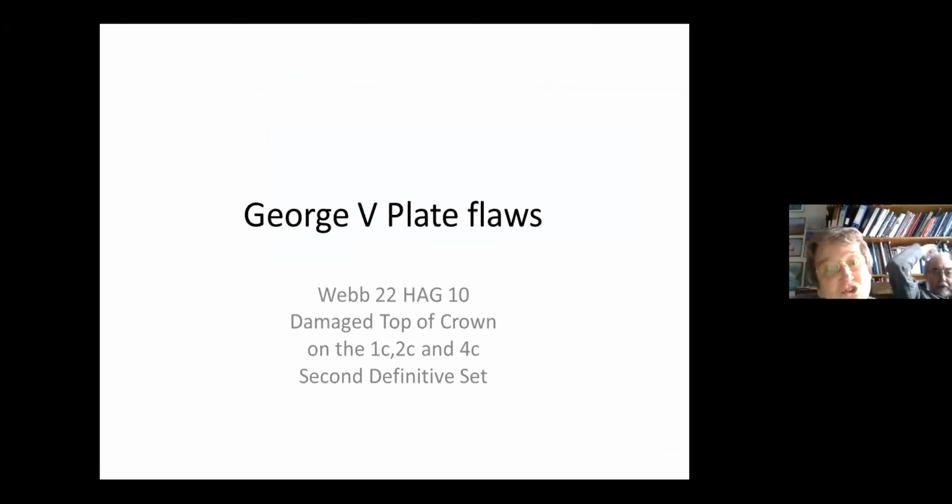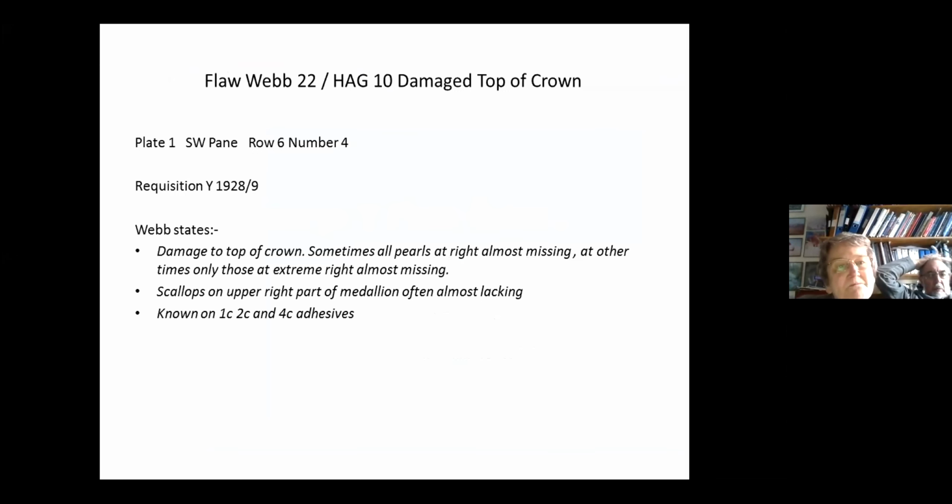We've chosen to show the George V plate flaws, Webb 22, Hag 10, which is damage to the top of the crown on the 1 cent, 2 cent and 4 cent from the second definitive set. This is plate 1, southwest pane, and identified as row 6, number 4, from requisition Y.